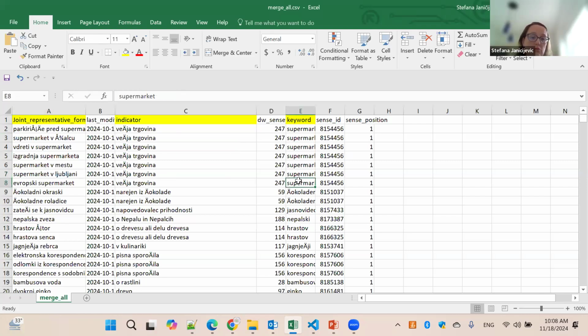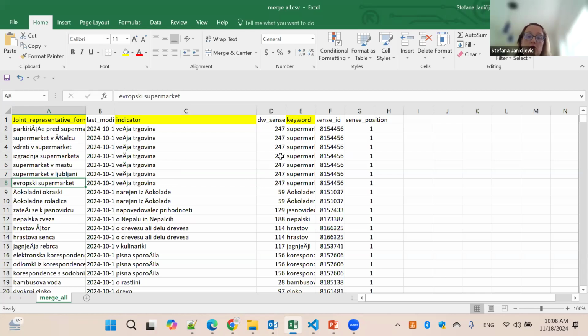We have some keyword from it. Evropski supermarket. Keyword is supermarket. And veća trgovina, or let's say huge shop market, is the explanation of this Evropski supermarket. But you can also see that we did similar senses for different parts of speech.